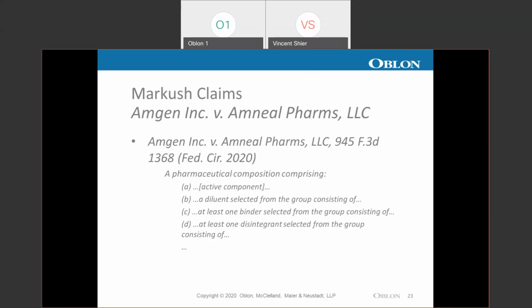term consisting of as limiting a claim element to members within the recited Markush group. So this decision clarifies that additional unrecited elements are allowed when the limited claim elements are preceded by the open phrase comprising and include the qualifying language to the Markush group, such as at least one.